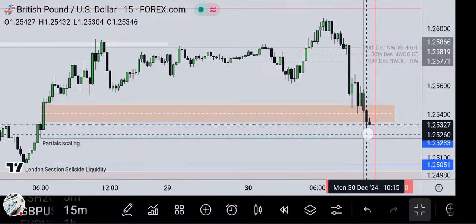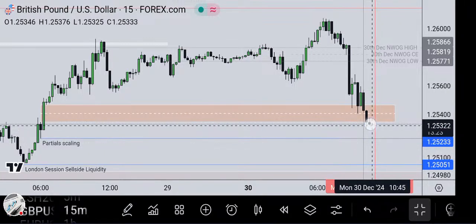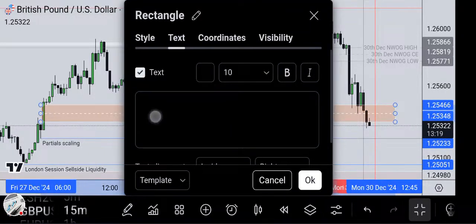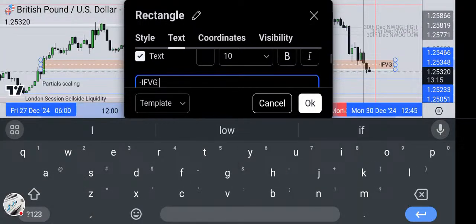You can rewind the stream, or if you're watching it after the fact, you can check it. I can edit it. I told you beforehand that this is an inversion. Let me just write it. It's a bearish, that's a minus IFVG. That's a bearish inversion fair value gap.